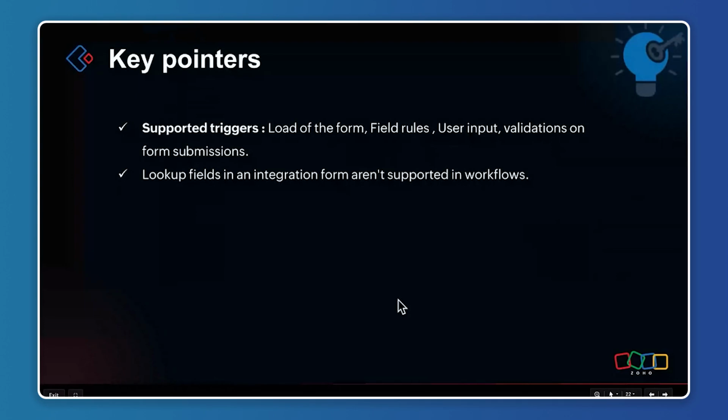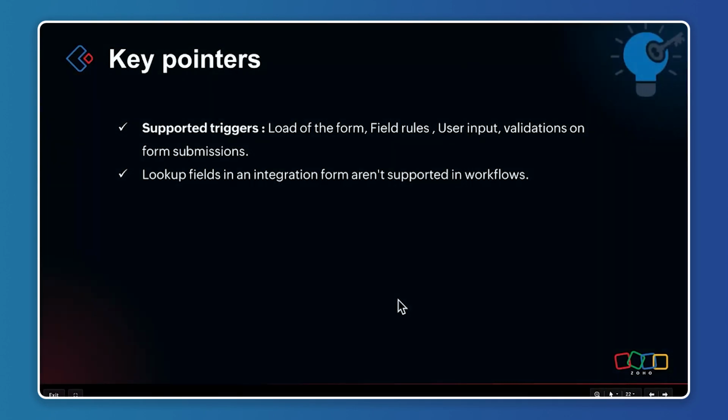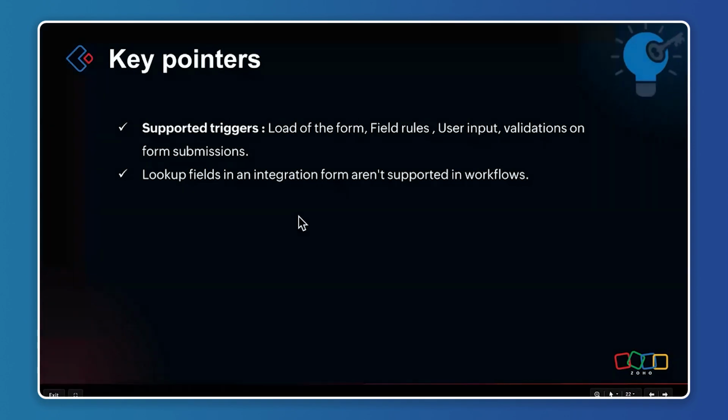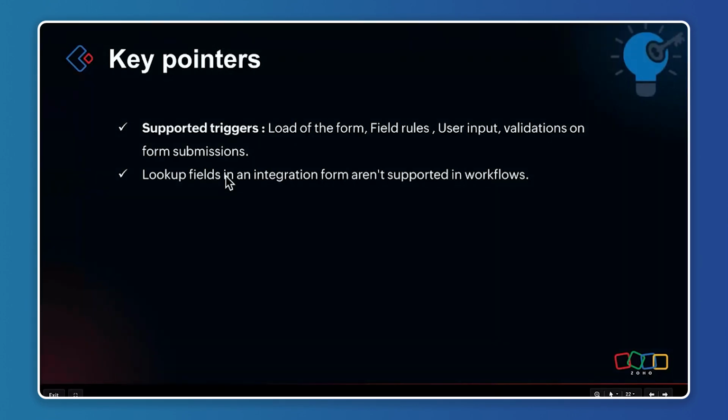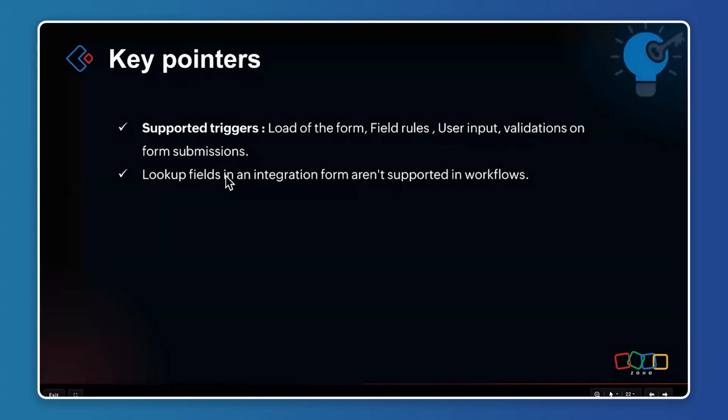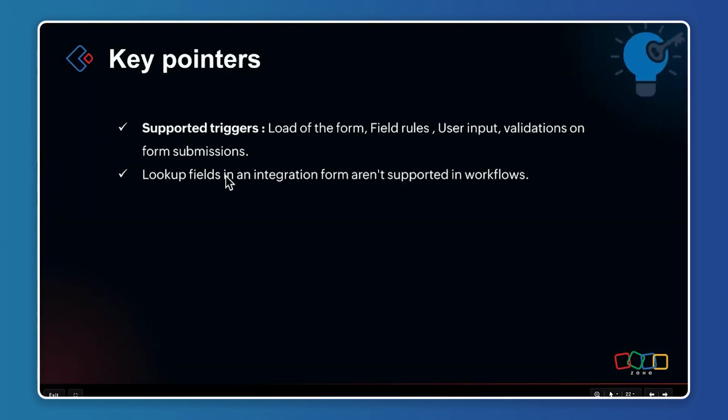So currently 4 triggers are supported for the integration form workflows. And talking about the other key pointer, lookup fields in an integration form are not supported in the workflows. So when you're trying to perform any automations with the help of a lookup field, that is currently not supported within the integration form, right?